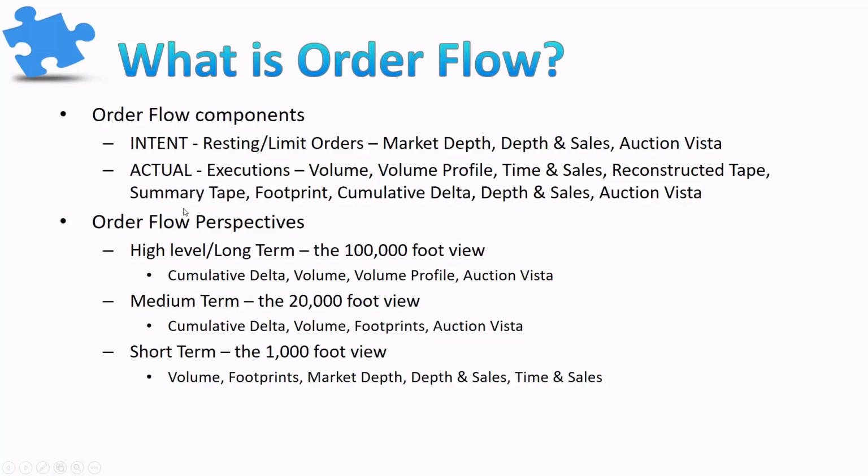So you can put the cumulative delta on any time frame chart, but it's really the way they present the information that gives them their own unique perspective. The way I put this is, the higher level, longer term are the cumulative delta, volume profile, auction vista. Medium term, zooming in a little bit, cumulative delta, volume, footprint charts, I consider those more medium term order flow, tape reading tools. The shorter term, again volume, but from a slightly different perspective: footprint charts, market depth, time and sales. So those are your short-term tools.